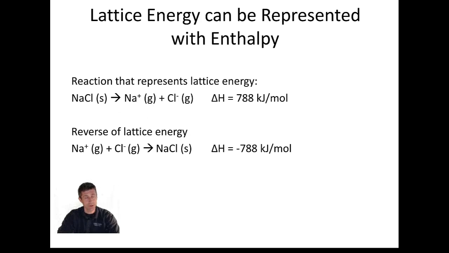We can represent energy in several different ways. One convenient way to represent it is with enthalpy. So we can write a reaction, in this case sodium chloride solid turning into sodium ion and chlorine ion in the gas phase. And this happens to take 788 kilojoules. That is the amount of energy it takes to separate these and put them into different phases.